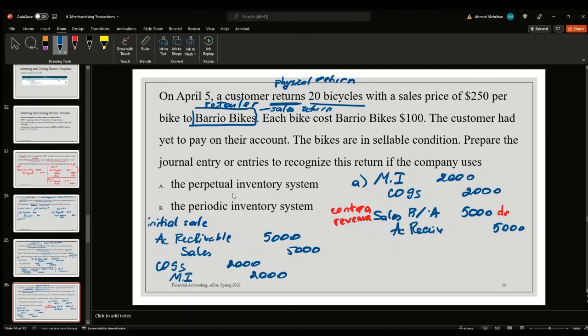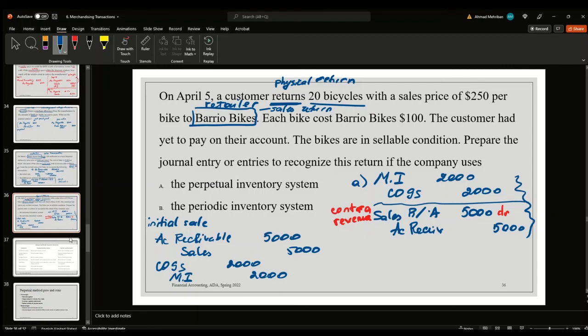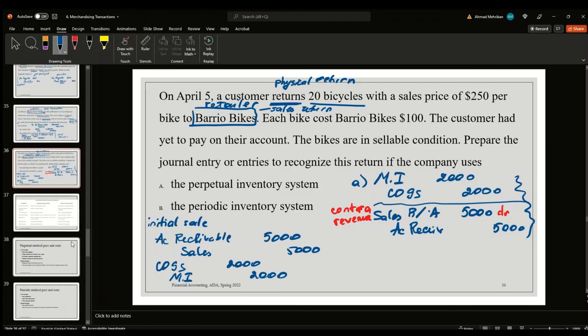If this is a perpetual inventory system, you're going to do both of these entries. If this is only periodic, then you will do only the bottom part, the sales return and accounts receivable entries. That's it. I hope this is easy and very clear to understand, and you will have no trouble repeating these exercises using other examples and pass the exam very successfully.